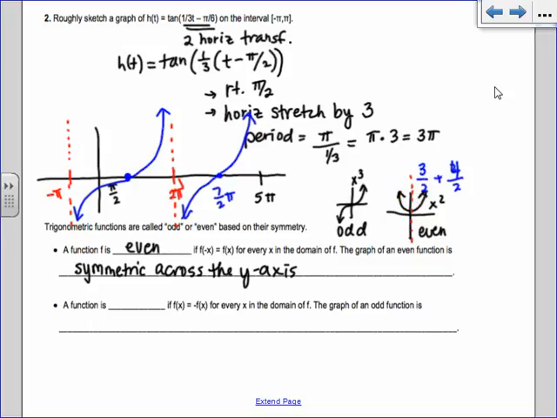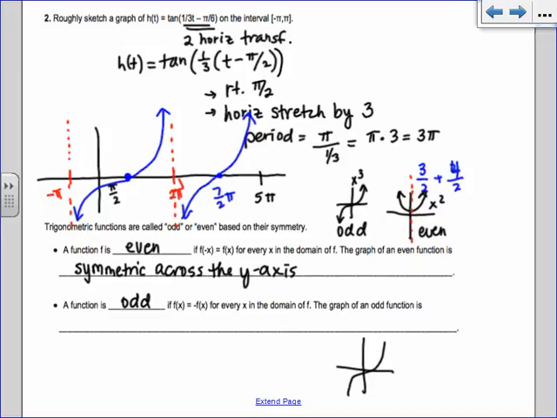Okay? And then if we have f of x equals negative f of x, that's going to be an odd function. And the graph of an odd function is not symmetric across the x or the y-axis. What happens with an odd function, it's kind of a weird one.